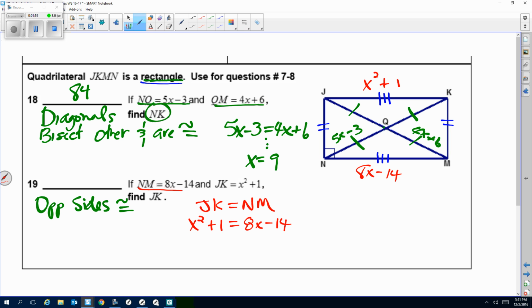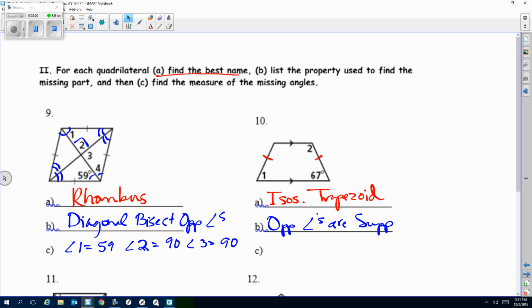Make sure when we plug in, we're plugging in positive numbers, so we have positive values for our lengths. Now, here, there are 3 things you have to do: find the best name, list the property used to find the missing part, and then measure the missing angle. The first one I believe we hit. If not, some classes got to it, some did not. But you should see that this is a rhombus because we have all sides congruent.